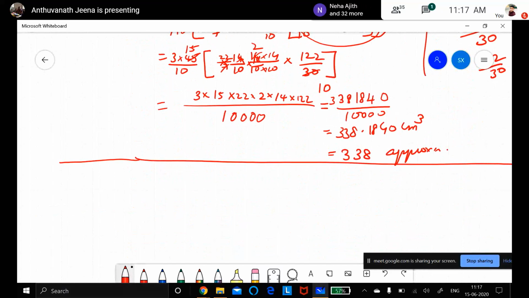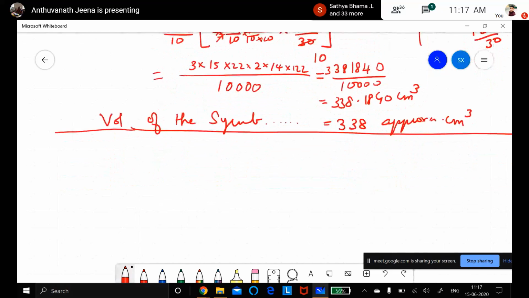So the end statement. What should be my end statement, Tarun? Ma'am, 338 approx centimeter cube, ma'am. Volume of the syrup, ma'am. Volume of the syrup, which consists of jamuns. You can write jamun, which 45 jamun. It's very easy, ma. Only that last multiplication you should be careful. Otherwise, the sum is very easy.